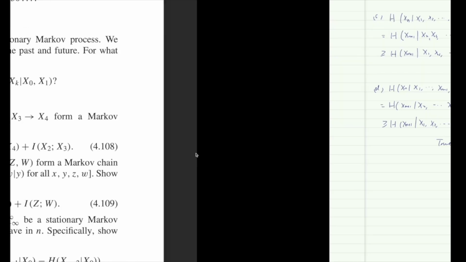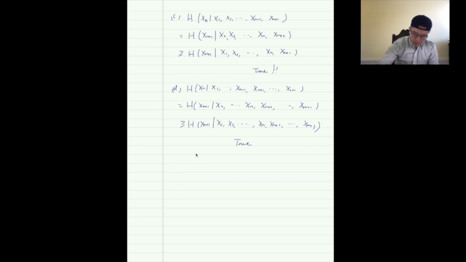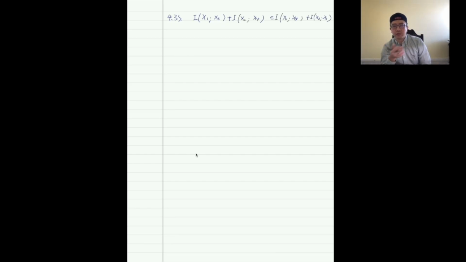Okay, so let's try to prove it. So this is 4.33. Okay, so our goal is to show this inequality: the mutual information between x1, x3 plus x2, x4 is less than the mutual information between x1, x4 plus x2, x3. Okay, so there may not be a very obvious way to derive it, right?